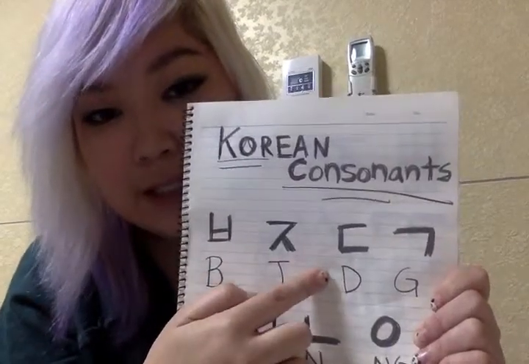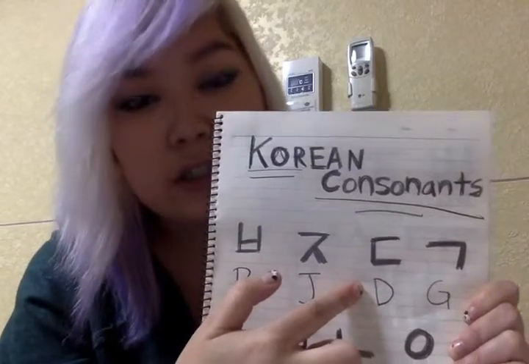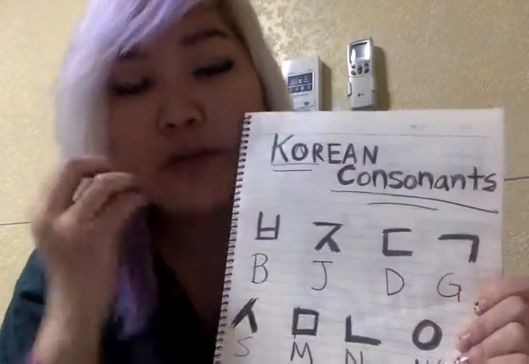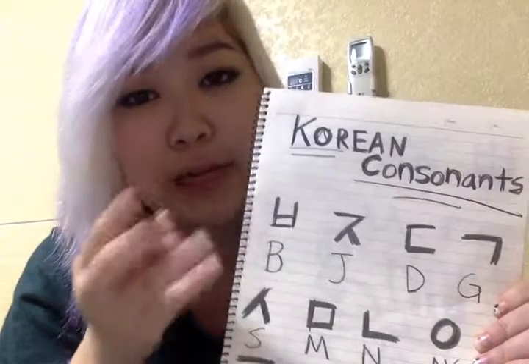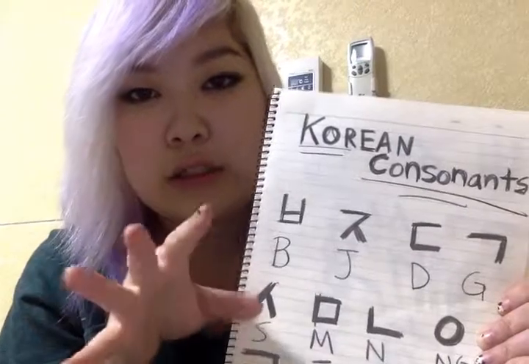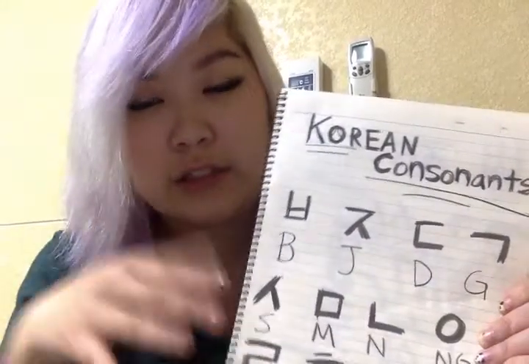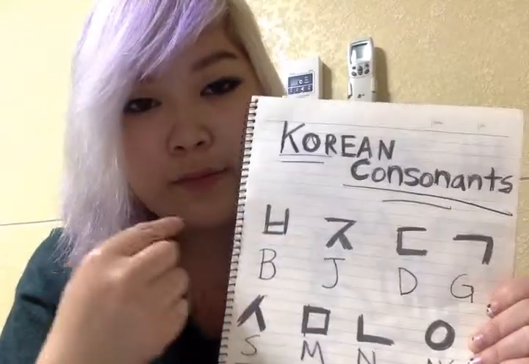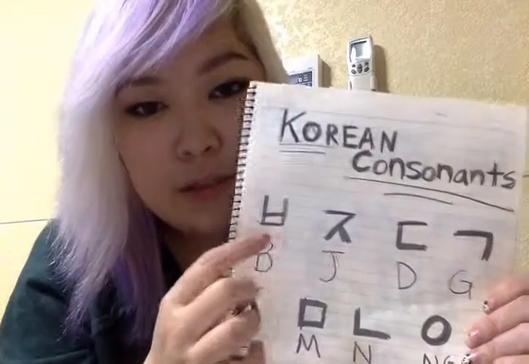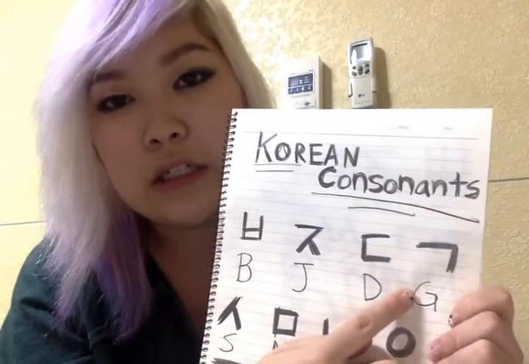This is a similar sound to a D. So D, B, J, D. So all of them are very sharp sounds, like very harsh, like no soft or silent L's or B's or D's or whatever English has. Nope, don't worry about any of that. These are all harsh sounds, so be happy. B, J, D, and this is a G.